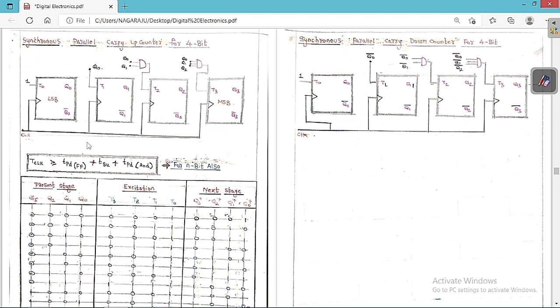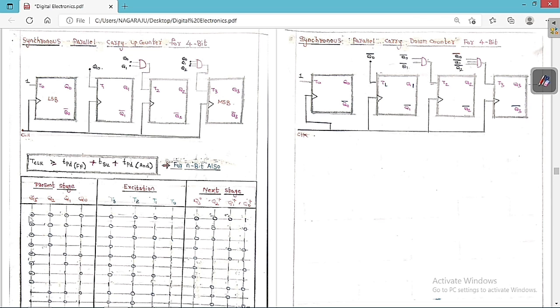Now let me tell you how it is going to function, in a detailed manner. Here this is called the present state, this is called the excitation, and this is called the next state. As I already told you, it must function like a carry up counter. Carry up counter means we have to go from 0, 1, 2, 3, 4, 5, 6, 7, 8, 9, 10, 11, 12, 13, 14, 15.